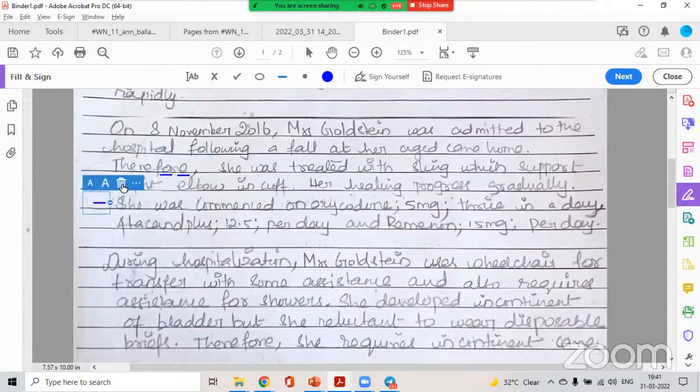Okay. Therefore, she was treated with sling which supports right elbow in cuff. She was treated with sling is not right. What do you mean by she was treated with sling? If it is sling, a sling which supports should be there. Right elbow in cuff.